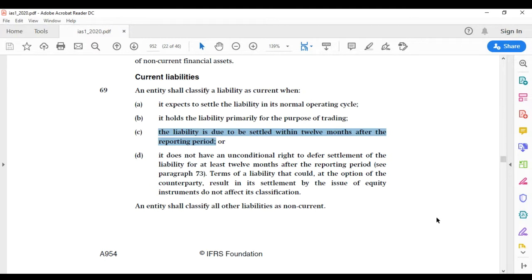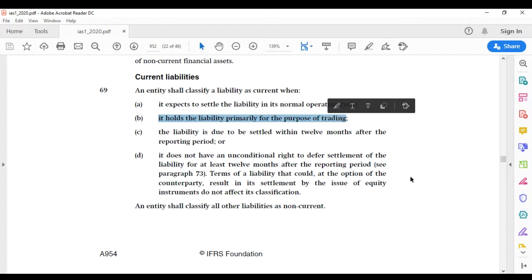So again, if your financial year ends on the 31st of December 2019, and your intention, like with ordinary creditors, is to pay that debt to them before the 31st of December 2020, it means it is a current liability, right? So that is the easy one. Then again, let's have a look at B. They say if the liability is primarily for the purpose of trading.